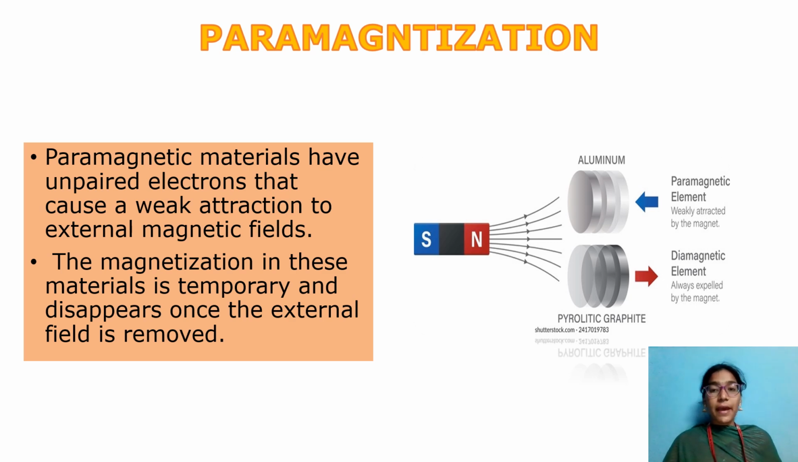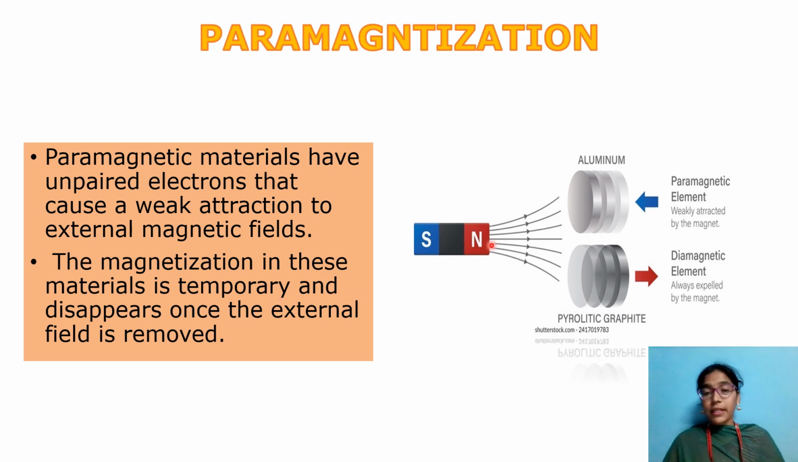Now we will see about paramagnetization. First of all, what is meant by paramagnetization? Paramagnetization is temporary. The specialty of paramagnetization is that it disappears once the external field is removed. The paramagnetic materials have unpaired electrons that cause a weak attraction to external magnetic fields. The magnetization in these materials is temporary and disappears once the external field is removed.